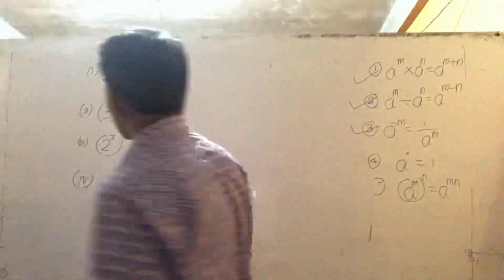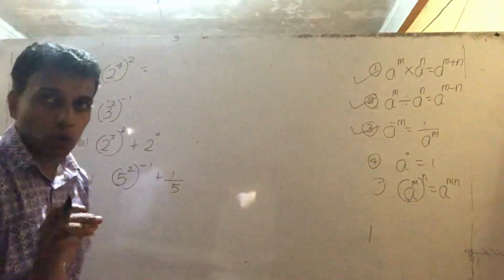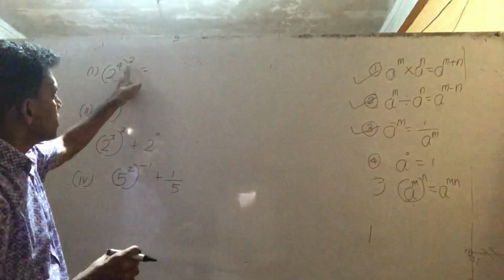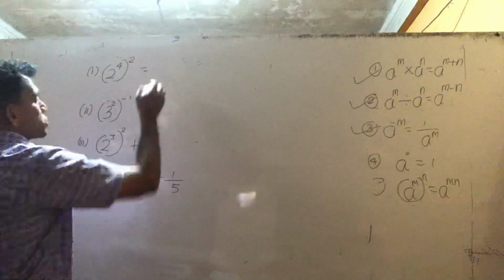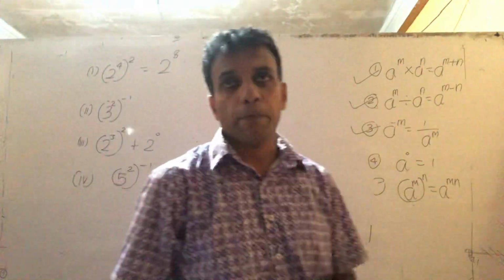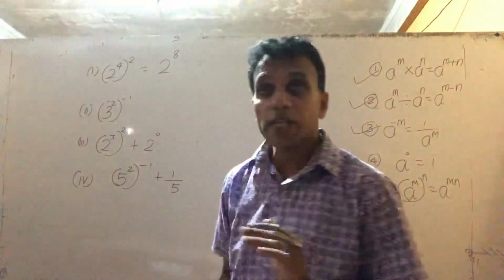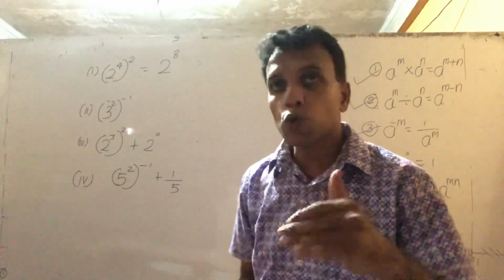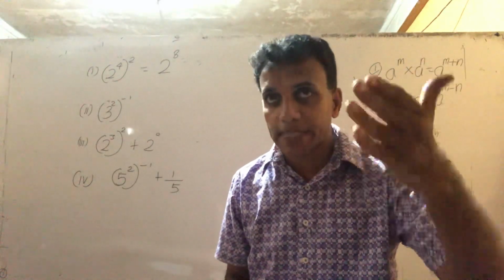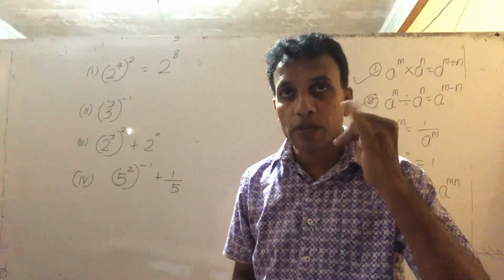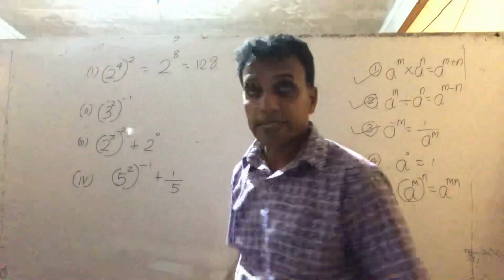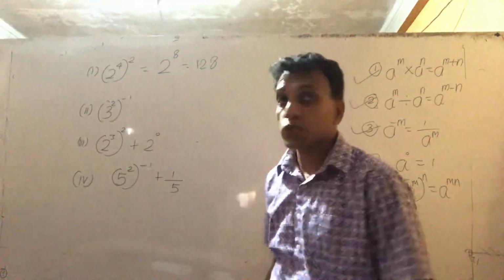Okay, first I complete this. The first time I'm showing the application of the last rule, power of a power. That means you multiply these two powers and write, that's all, right? So 2 to the power 4 times 2, 8. 4 times 2 is 8. But the question says evaluate, which means find the value. What is 2 to the power 8? Multiply 2 eight times, don't say 16. 2 times 2 is 4, 8, 16, 32, 64, 128. That's the complete answer, right? Not only 2 to the power 8 but also 128.